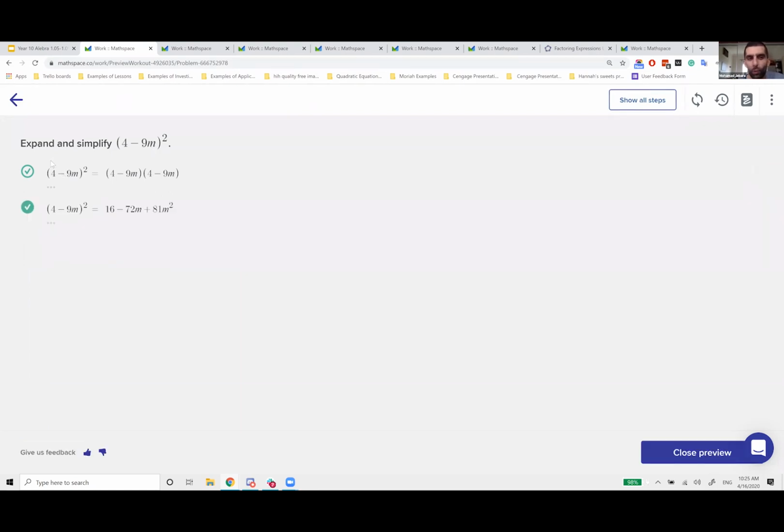So basically, with a perfect square, we just have the advantage of being able to skip the intermediate step and go straight to that answer, which is really helpful just for speed.